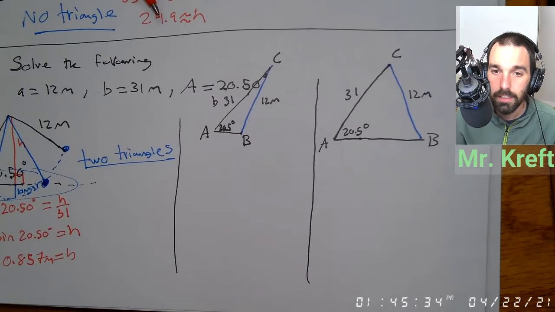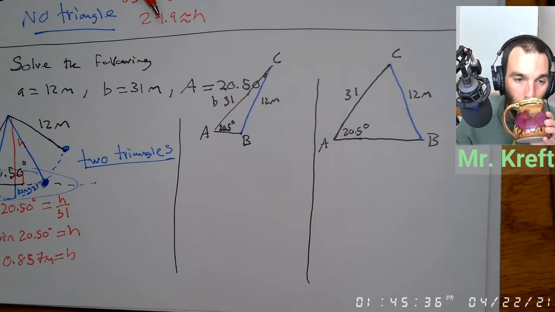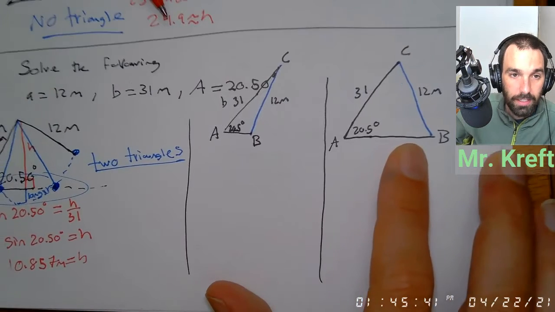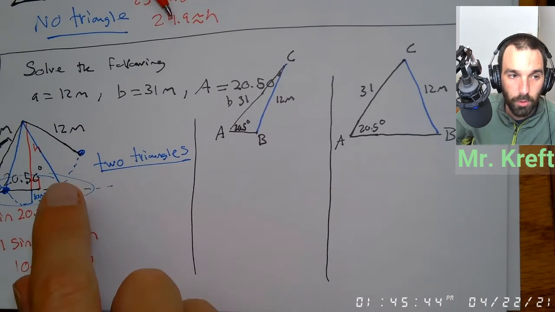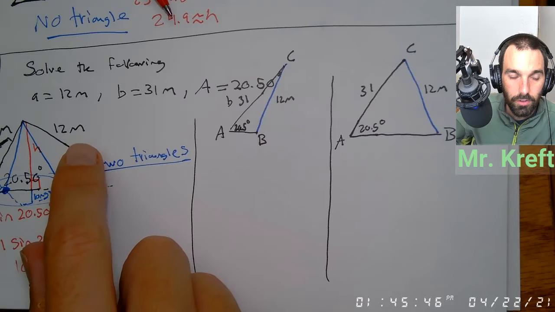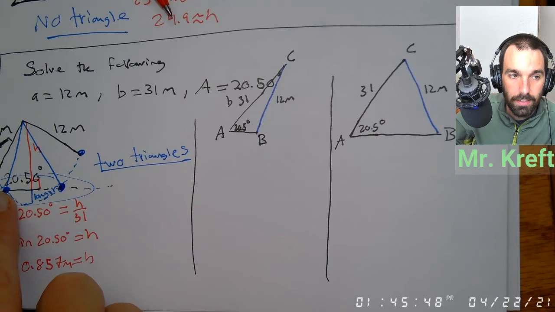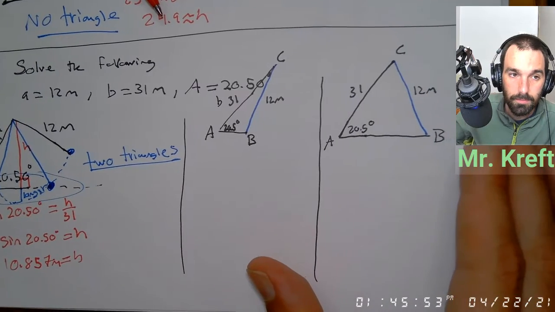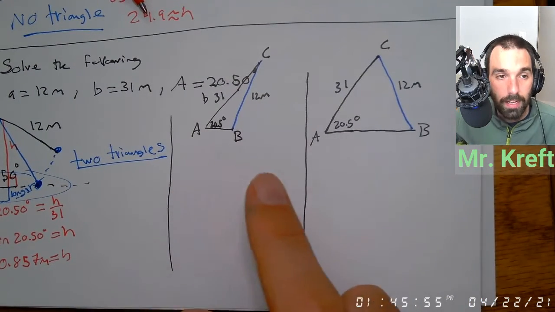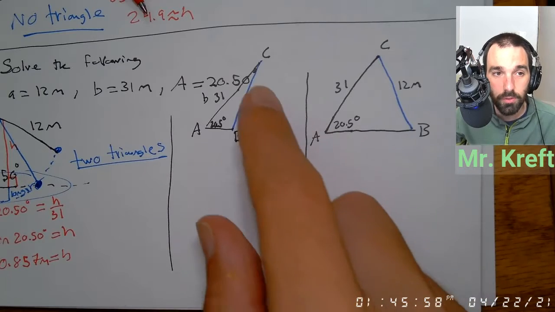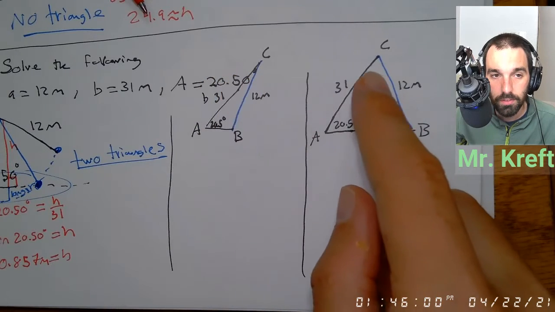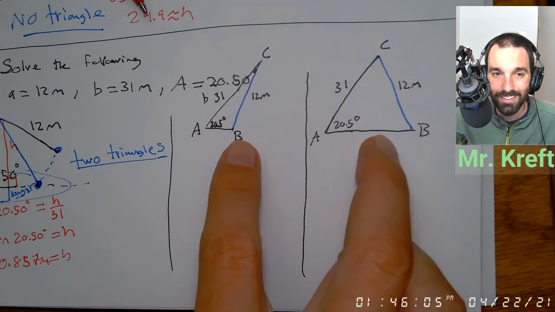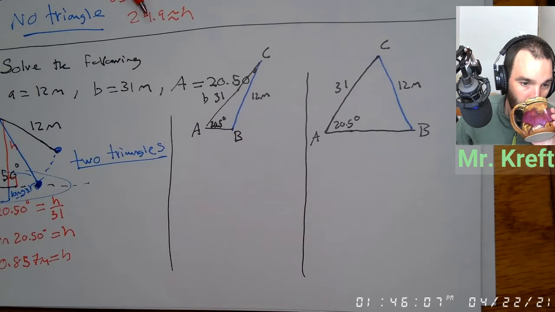I'm going to hit pause there for a second and see if you guys have questions. This one on the right, that's where angle A hits before I get to the height. And the one on the left is when side A is to the left of the height. So in both of these triangles, there's going to be two different angle C's, two different angle B's, and two different side C's.